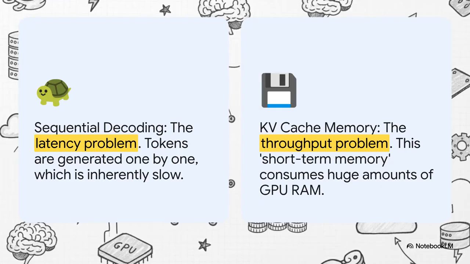See, every serving system is in this constant tug-of-war between speed and capacity. On one side, you've got the latency problem. Tokens get generated one by one by one. It's just inherently slow. But on the other side, you have the throughput problem. To generate tokens at all, the model needs this kind of computational scratch pad. It's called the KV cache. Think of it as the model's short-term memory. The longer your conversation, the bigger this scratch pad gets, and it just eats up enormous amounts of super expensive GPU RAM. That's what limits how many people can use the service at the same time.